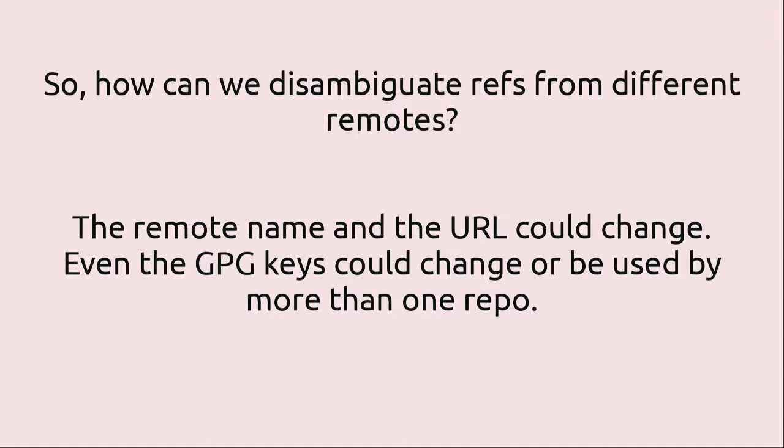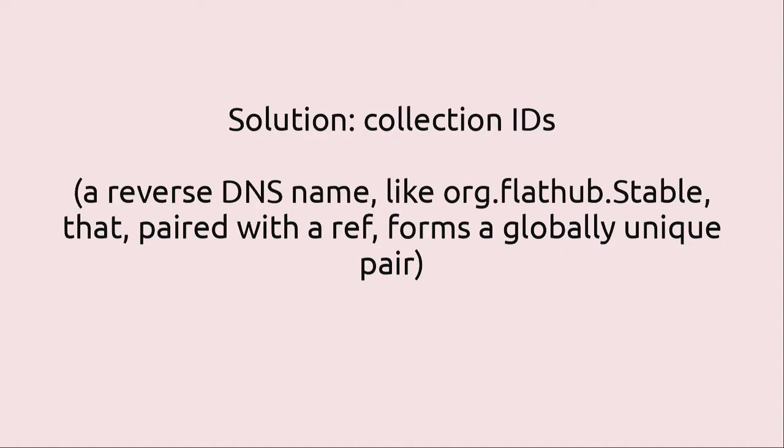Just to be clear about that problem, two different Flatpak remotes could provide the same exact app ID, even though that doesn't happen very often. And the other case where it's useful is for the OSTree metadata and the AppStream refs, which are the same for every repo. There's an AppStream ref for FlatHub, and there's one for the Endless apps repo, and you need to be able to differentiate them. So you can't just use the word FlatHub, because that's not necessarily globally unique. You have to use reverse DNS names, just like the app IDs use. So that solution is basically collection IDs.